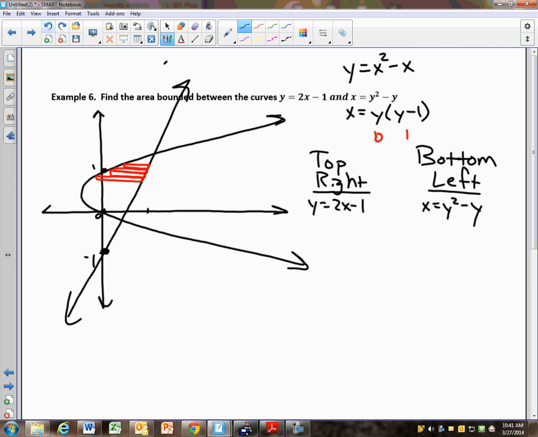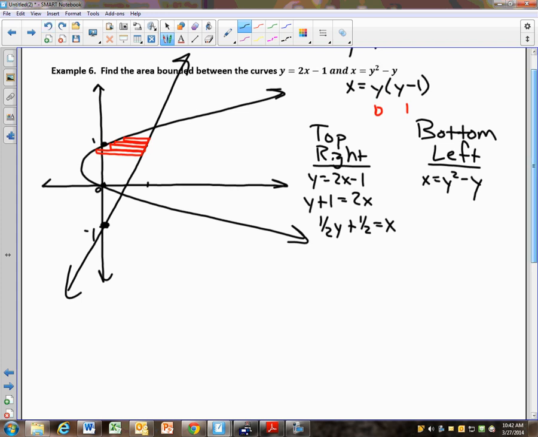Now, if you're integrating with respect to y, I need to change this so the variable I'm working with is y. See how this one's written as an x equals? This one also needs to be written as an x equals. So let's do that. y plus 1 is equal to 2x. Now I divide both sides by 2. So 1/2 y plus 1/2 is equal to x. So now I have my left function and I have my right function. I have them both.